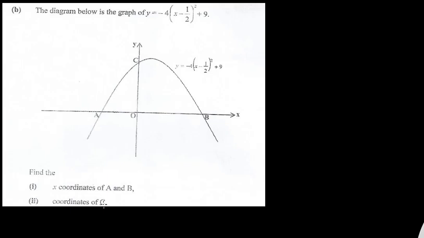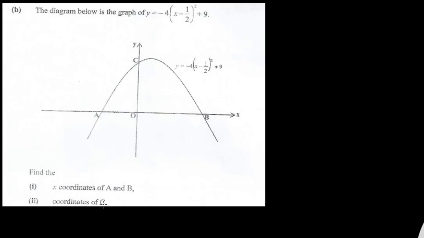Question number 22b says the diagram below is a graph of y equals negative 4, open brackets, x minus 1 over 2, close brackets, squared, plus 9. And we have that diagram there. And we are asked to find the x coordinates of A and B and the coordinates of C.